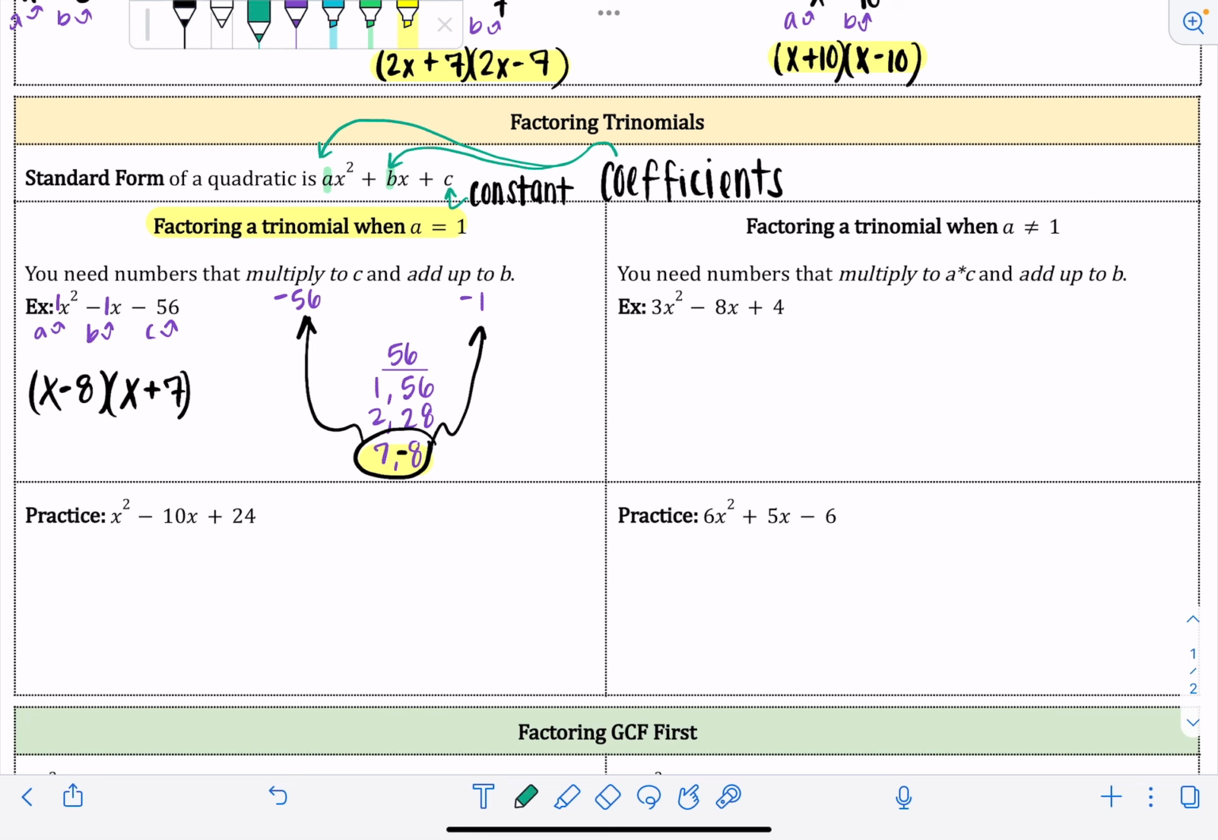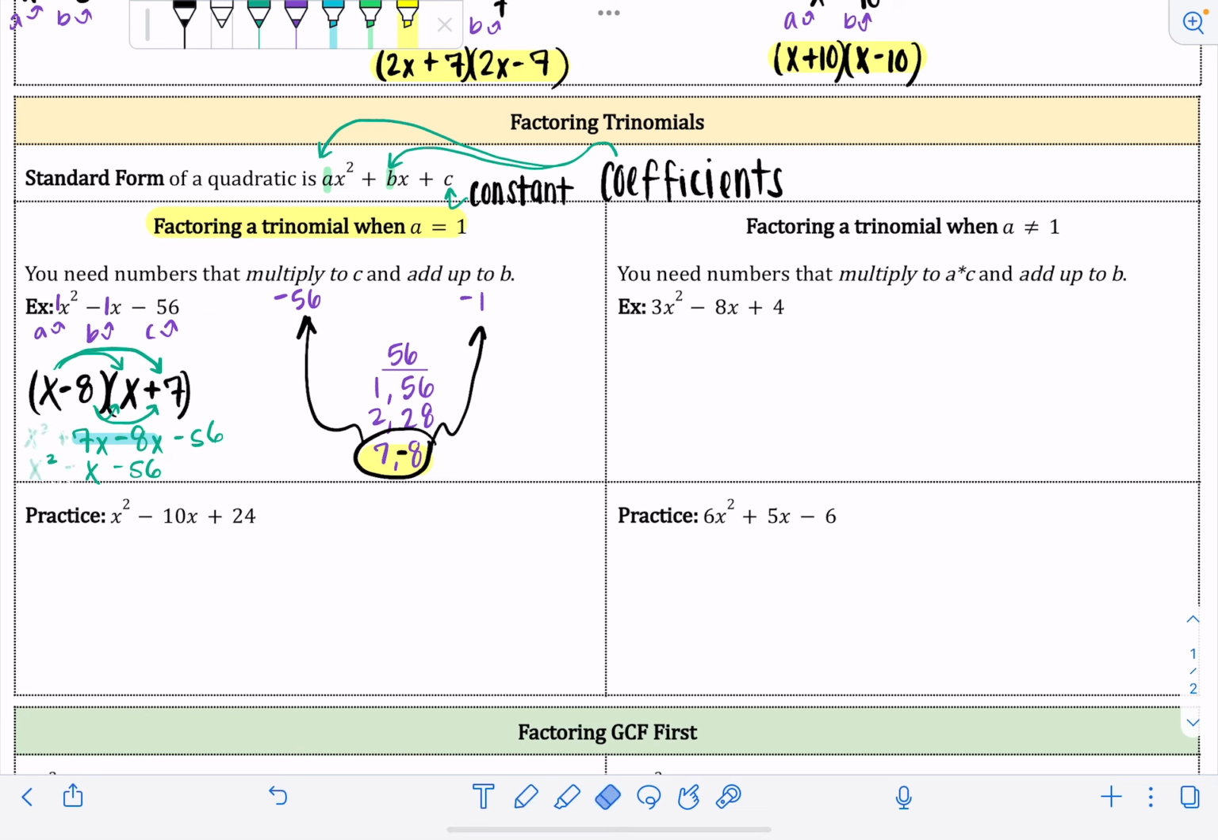And then remember, you can always check by FOILing, so I'll check this one as well. X times x is x squared. X times 7 is 7x. Negative 8 times x is negative 8x, and then negative 8 times 7 is negative 56. And then I just need to combine like terms, my 7x and my negative 8x. So I bring down my x squared. 7x minus 8x is minus 1x, and then minus 56, which is my original problem, so my check worked. So just don't forget that you can always check by FOILing.